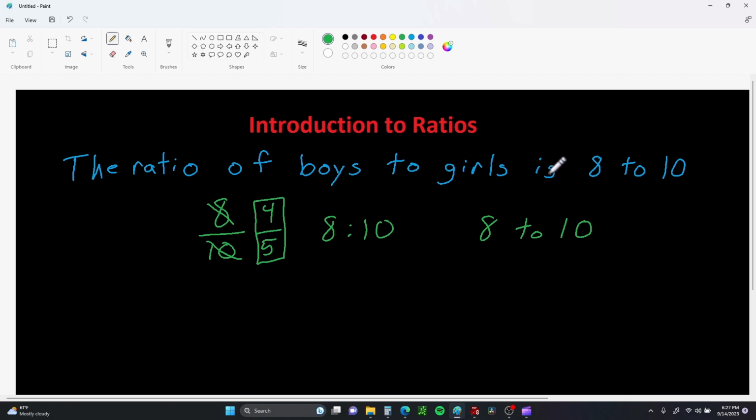There are a couple other things that I want to talk about with this ratio of 8 to 10. The first is, since boys came first, the 8 went with the boys. Since girls come second, the 10 goes with girls. If I was to reverse these, and said girls first and boys second, then the ratio of girls to boys would be 10 to 8, because there are 10 girls for every 8 boys. So it just reverses it.